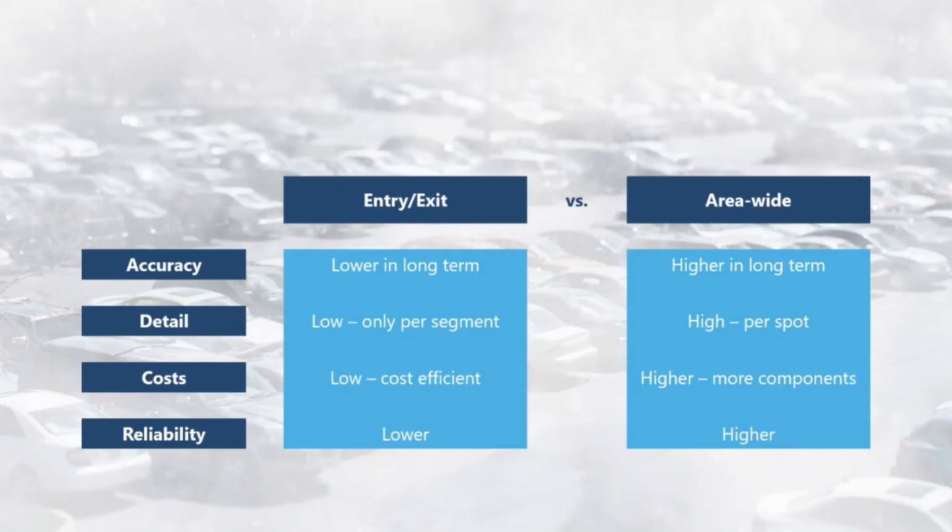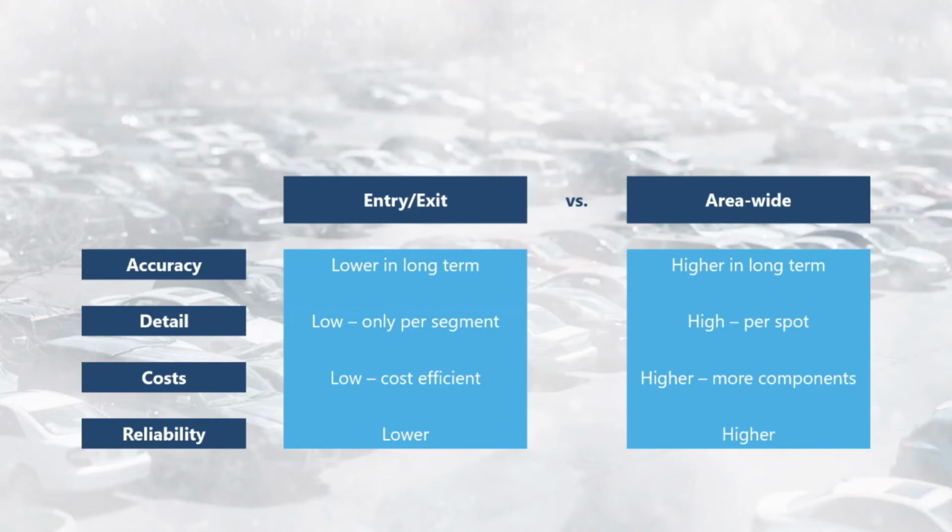So let's summarize both approaches and compare them in terms of accuracy, detail, cost, and reliability. So the entry-exit approach ranks lower in accuracy in the long term. That's due to cumulative error that can occur. Area-wide monitoring provides a higher level of accuracy from a long-term perspective, as you can monitor each spot individually 24/7. Obviously, entry-exit isn't as detailed as the area-wide approach.